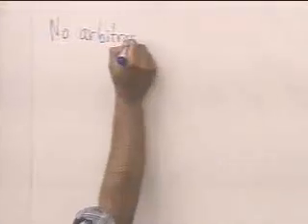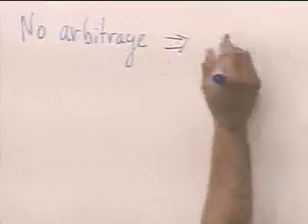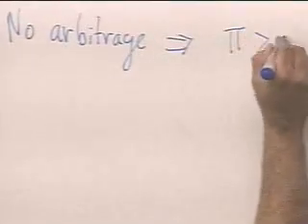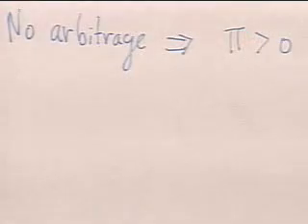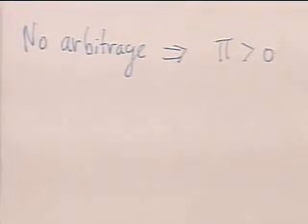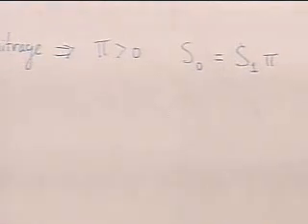So no arbitrage implies that there exists a pi which is strictly positive, such that the price today is simply the price tomorrow multiplied by the state prices. Right? This is what no arbitrage means. Now I'm assuming that there exists a numeraire.